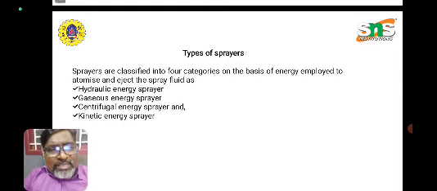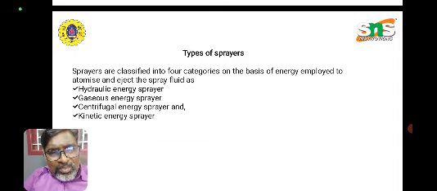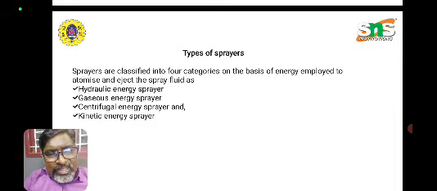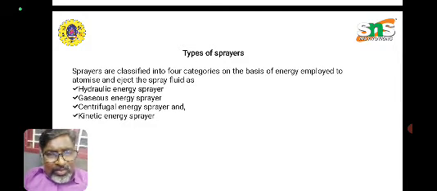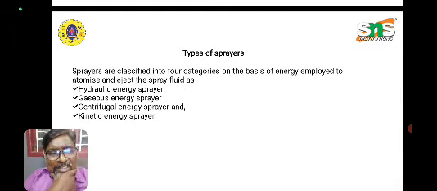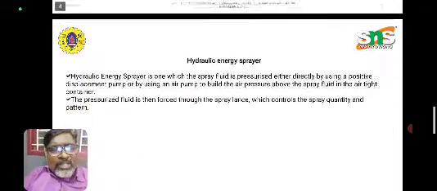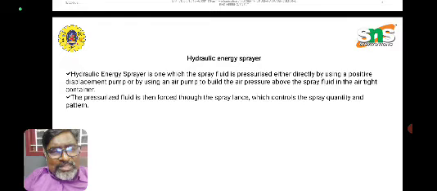The types of sprayers are classified into 4 categories on the basis of the energy employed to atomize and eject the spray fluid: hydraulic energy sprayer, gaseous energy sprayer, centrifugal energy sprayer, as well as the kinetic energy sprayer. So based on the energy which is employed to atomize, we are categorizing into these 4 types. Let us see the 4 types one by one. First, the hydraulic energy sprayer.